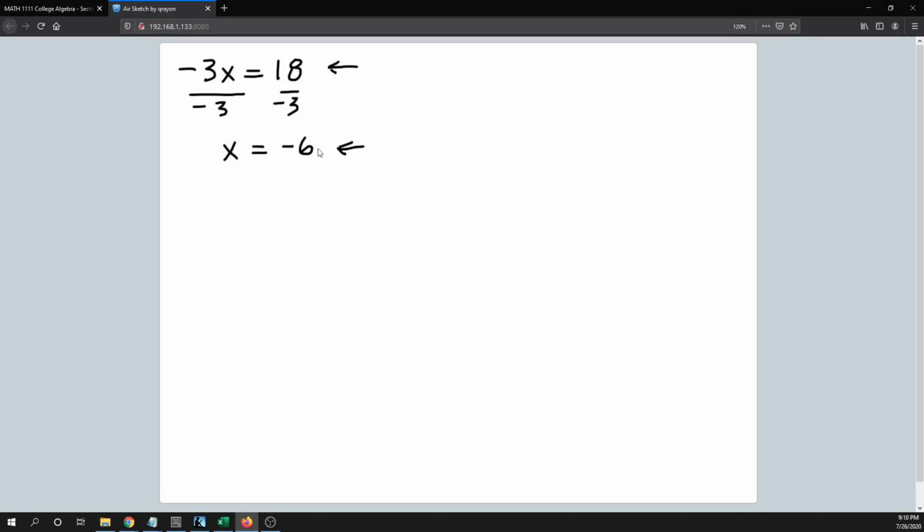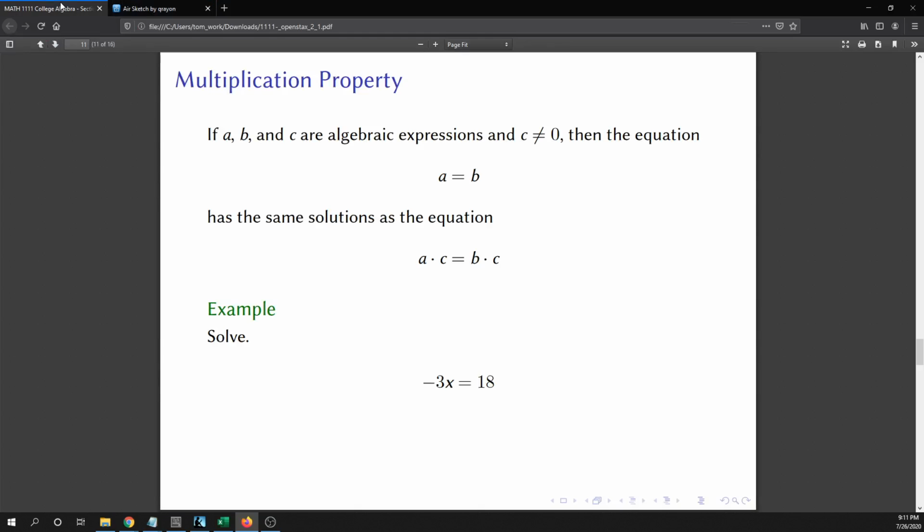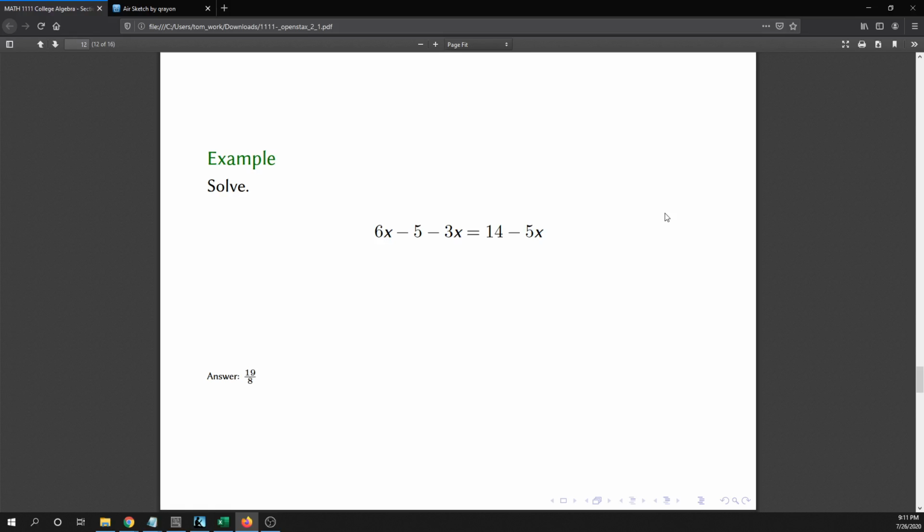Okay, and so same thing up here, because we use the multiplication principle. Okay. All right, so if you stick with the addition principle and the multiplication principle, then you don't change the solutions, and you can systematically solve these linear equations. Okay. All right, in the next video, we are going to start working through some examples of more complicated equations, so make sure you take a look at those.